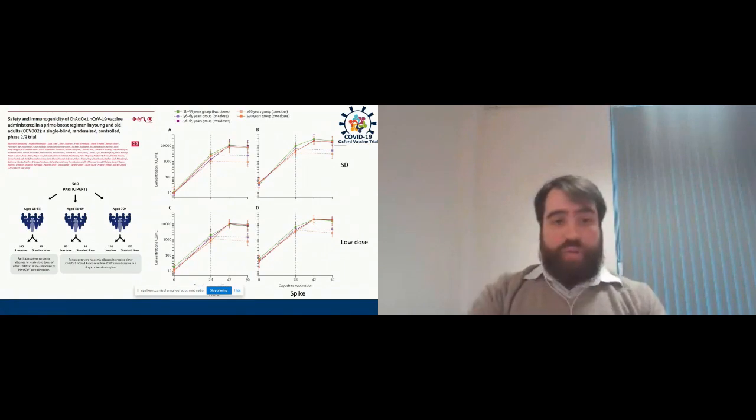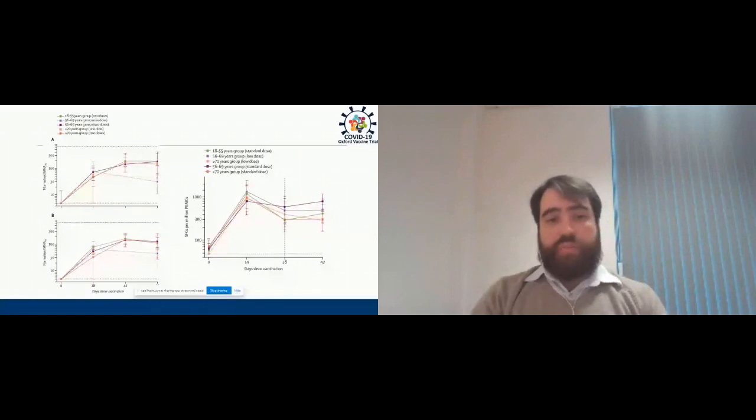And the same held true not only for binding antibodies, but again for neutralizing antibodies as well. So we didn't observe any significant differences between the different age groups. And again, we've shown that 2 doses does induce greater titers of neutralizing antibodies than a single dose.